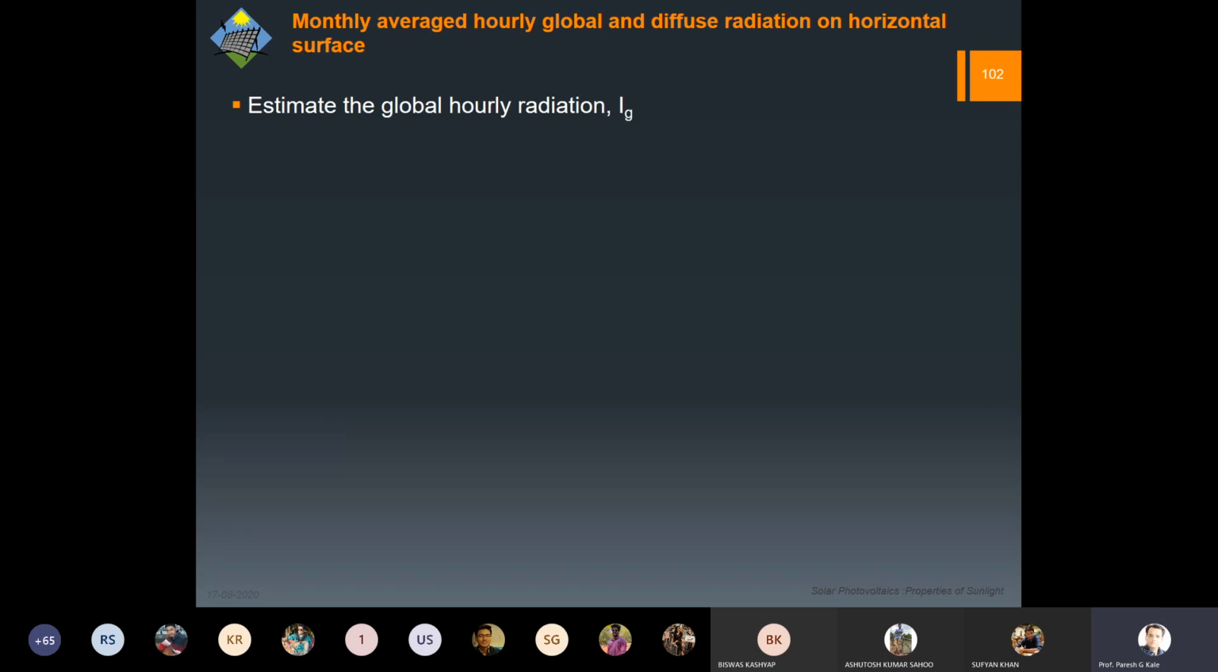So now the point is, if we get this, how are we going to find out the monthly averaged hourly global and diffuse radiations? Now you have noted the difference, right? Earlier it was monthly average daily, and now this is monthly averaged hourly, because obviously the daily average would be very different from the hourly average.